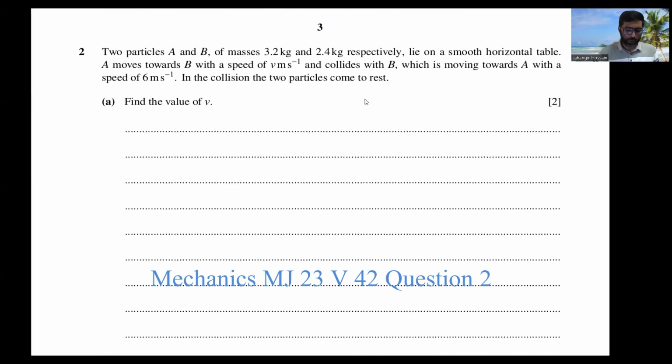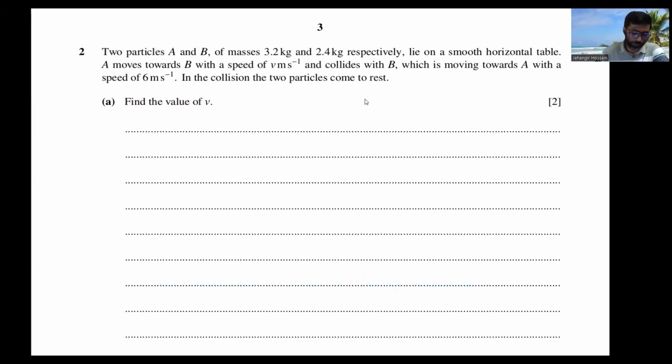Question number 2 is about two particles A and B of mass 3.2 kg and 2.4 kg respectively lying on a smooth horizontal table. A moves towards B with a speed v meters per second and collides with B, which is moving towards A with speed 6 meters per second. So we know the initial velocity of B, but not the initial velocity of A. And in the collision, the particles come to rest. So we know the final velocity of both particles.